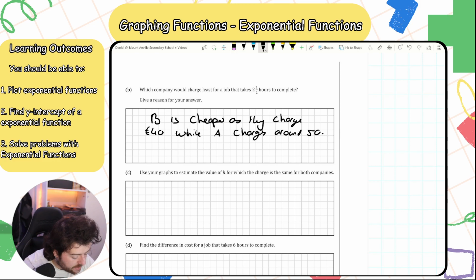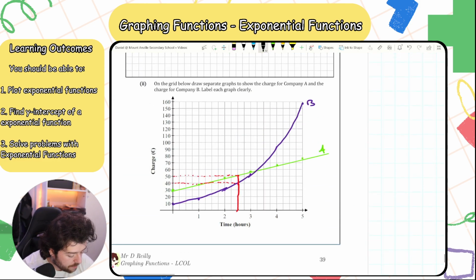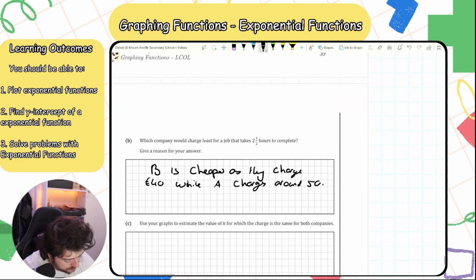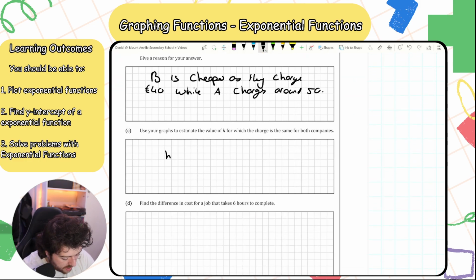Use your graph to estimate the value of H for which the charge is the same for both companies. So where the charge is the same is the intersect, that'll be this point right here. So when is the charge the same? It will be around here, which is 3.25, because it's a quarter of the way between 3 and 4. So H is equal to 3.25 hours.